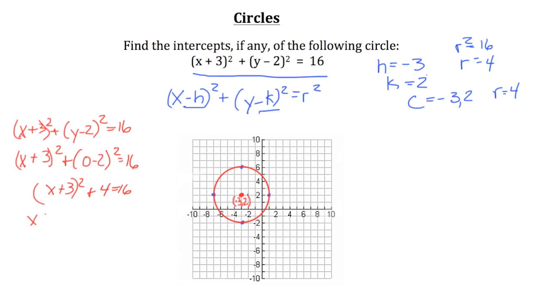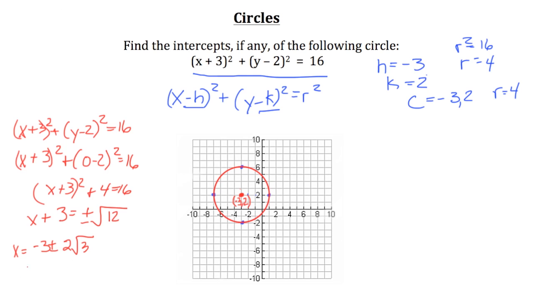We have x + 3, when we take the square root, equals plus or minus the square root of 12, because we've subtracted the 4 from the 16. And we're going to go ahead and solve for x. We get x equals negative 3, subtracting the 3, plus or minus, factoring out 2 times the square root of 3.